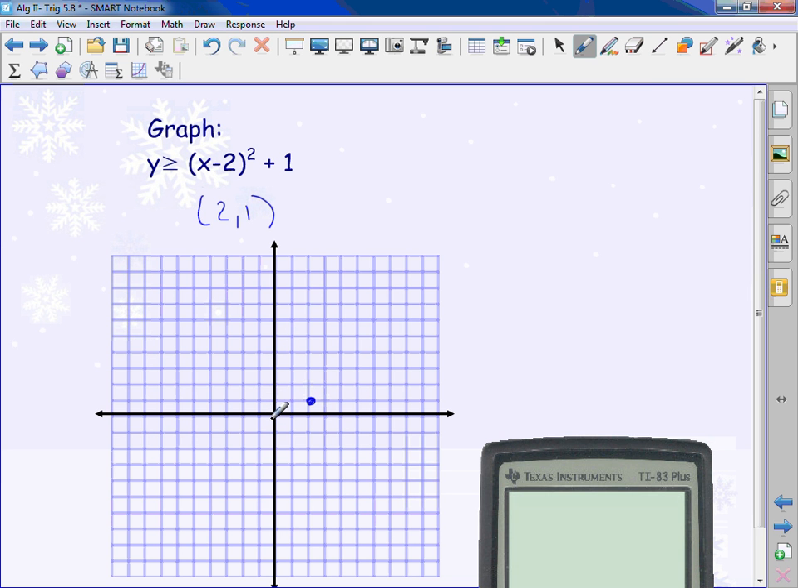So when the y-intercept, what is 0? The y-intercept, what is 0?